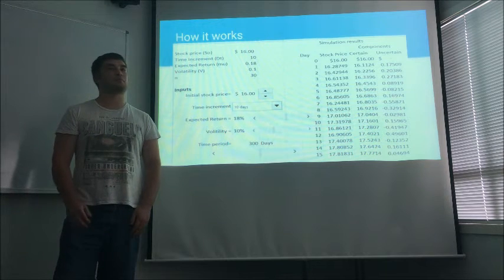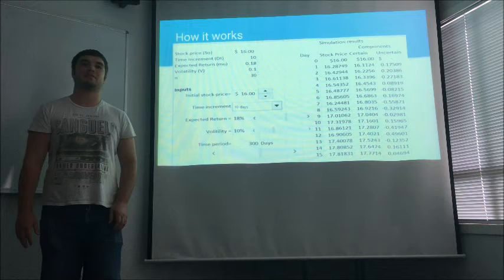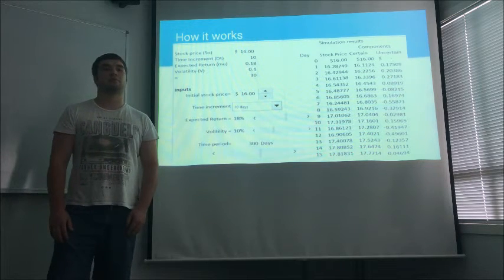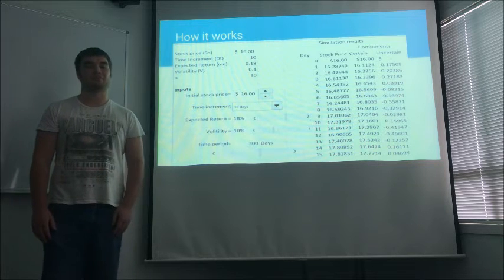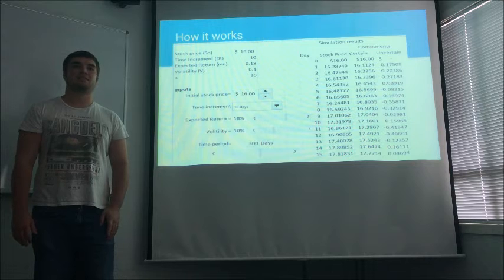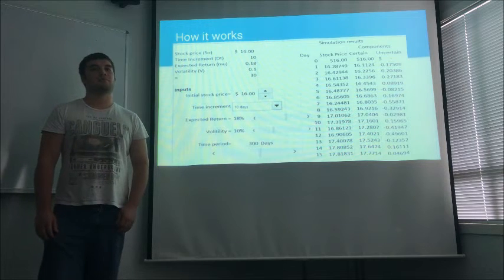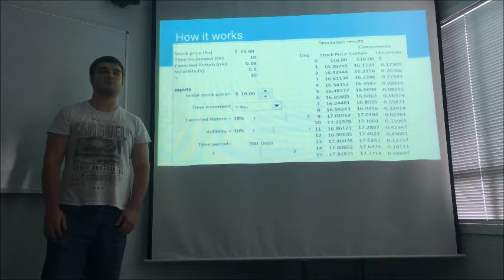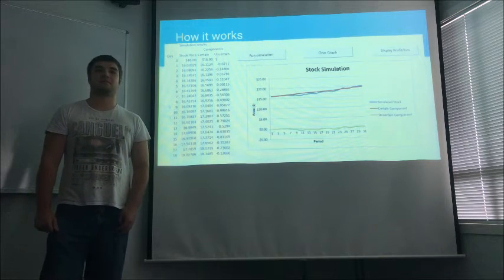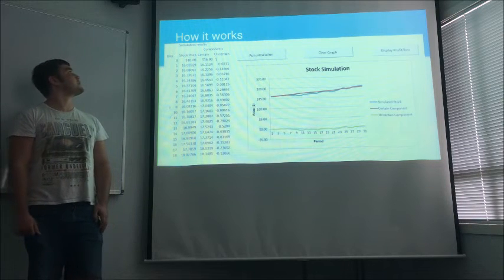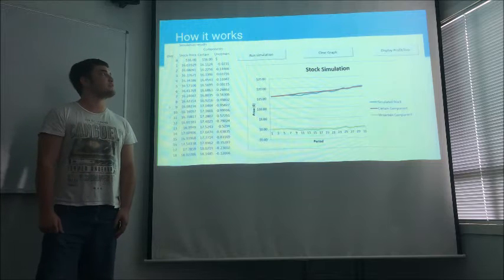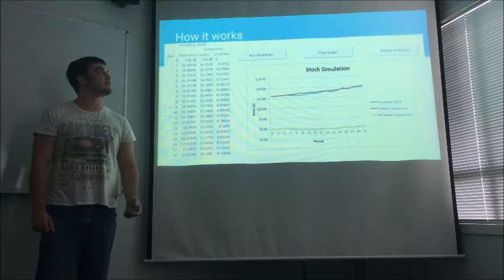As you can see here, we have our model with all of the separate inputs that the user can change using the form controls. These variables are initial stock price, time increment, expected return, volatility, and time period. Once the user selects Run Simulation, which is the form button shown here, the values come up underneath stock price, the certain component and the uncertain component. These are the values that we use to make our graphs, which is shown on the left.